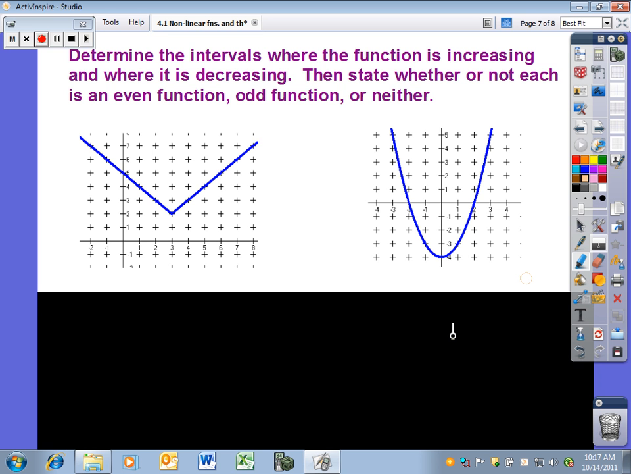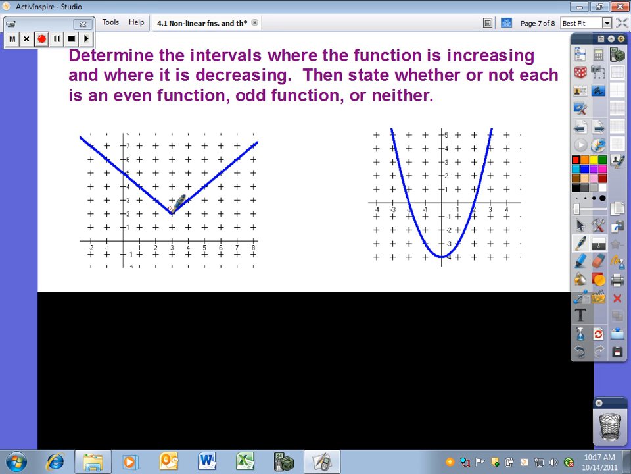So determine where the intervals of the function are increasing and decreasing. State whether it is even, odd, or neither. So first of all, it is decreasing from here. Notice how this is going off the graph, so I'm not going to put arrows on anymore. You have to understand when it's going off the graph. If it's an endpoint, it should be stressed as an endpoint. If you question, it's all right to ask, is this an endpoint or an arrow?